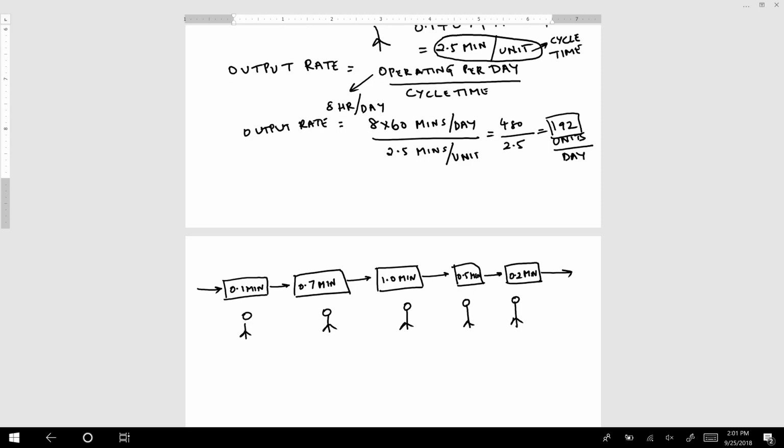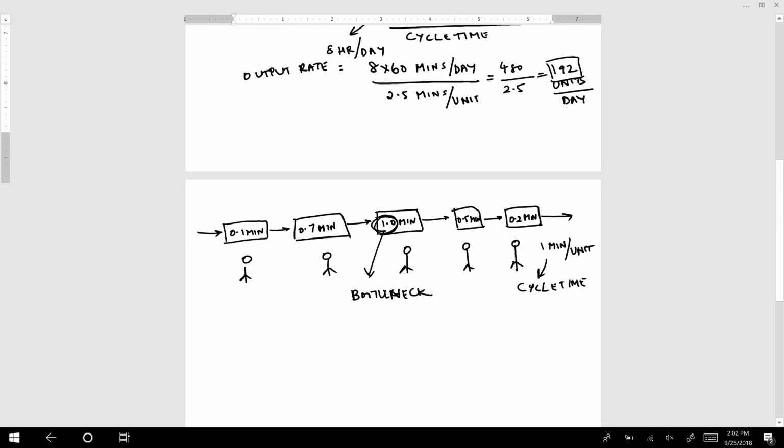Under these circumstances, the slowest process is the bottleneck if we assign each person, and that will be our cycle time. The slowest process out of these is the one which takes 1 minute. It takes longer than the others. So mostly the products will be waiting across the system for this person to finish the work. So 1 minute per unit would be our cycle time, not the output. Every 1 minute I will get one product out of this system. So if we wanted to calculate the output rate for this system, again, the formula is operating time per day divided by the cycle time.